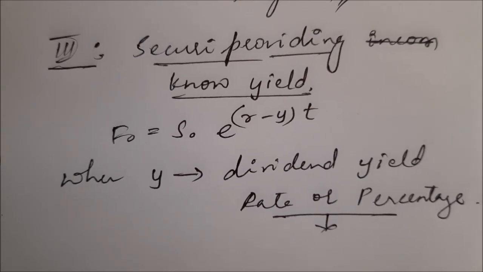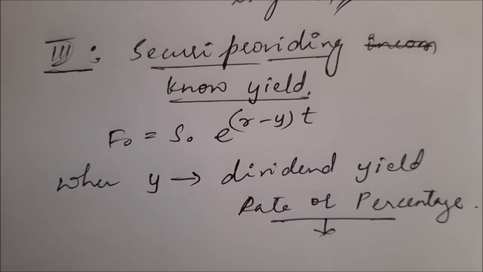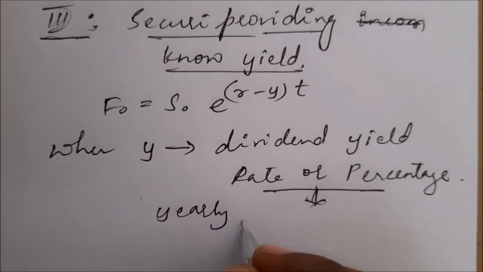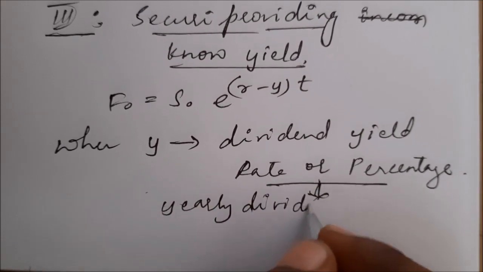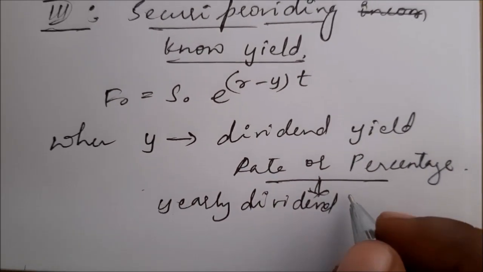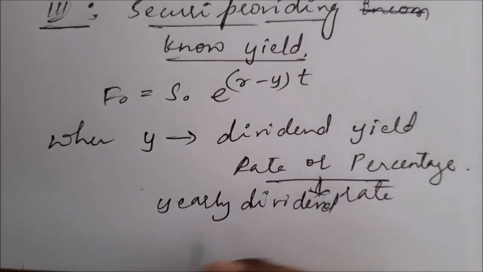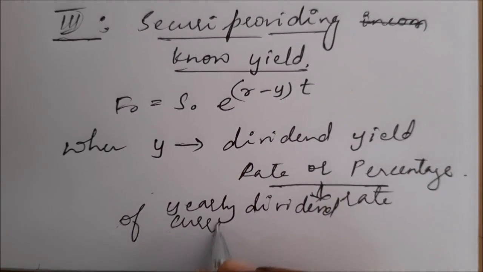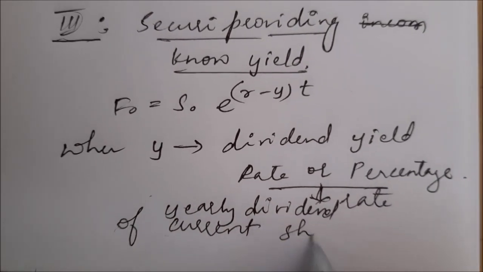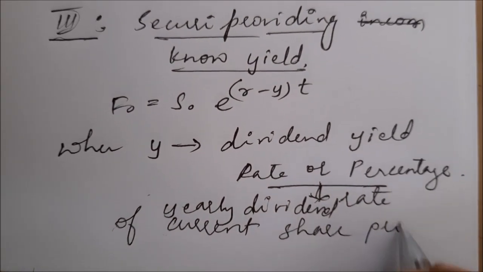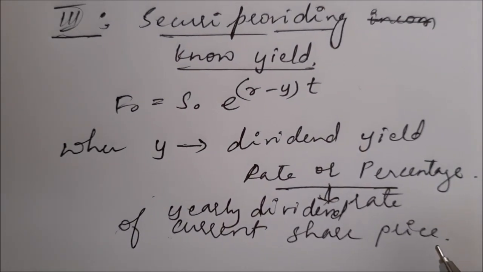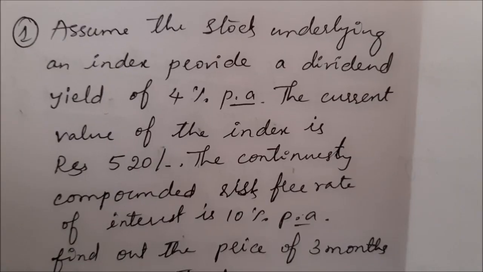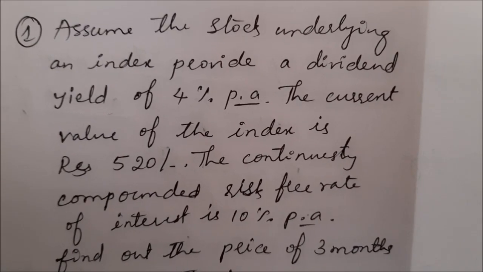It is the dividend yield rate, a percentage for a year. It is the percentage yearly dividend for the current price of a share. Yearly dividend rate of the current share price. It will be given in percentage only. Then you have to use this formula. So let's see one problem.